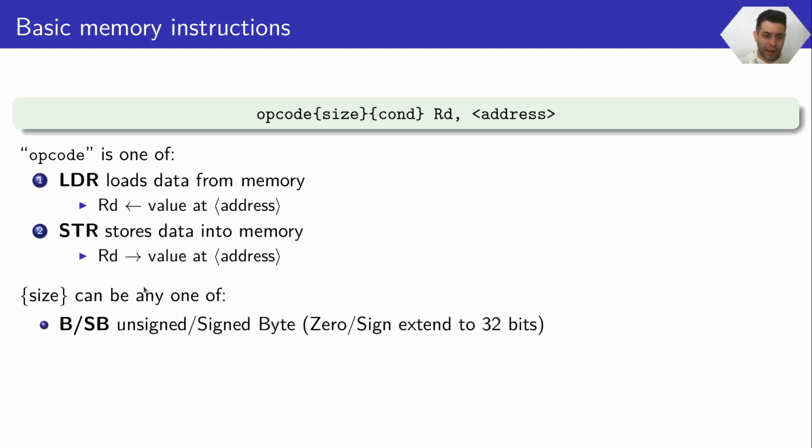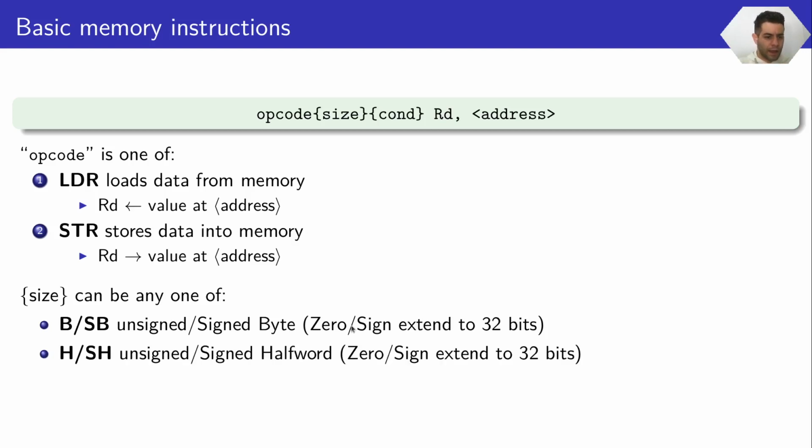The size here can be byte or signed byte, which means that this operation is going to zero or sign extend to 32 bits. It means that you are copying some bits and then filling the remaining register with 0 or with the sign. H is for half word, so 16 bits, and when it's omitted, it defaults to word, so 32 bits on ARM32.